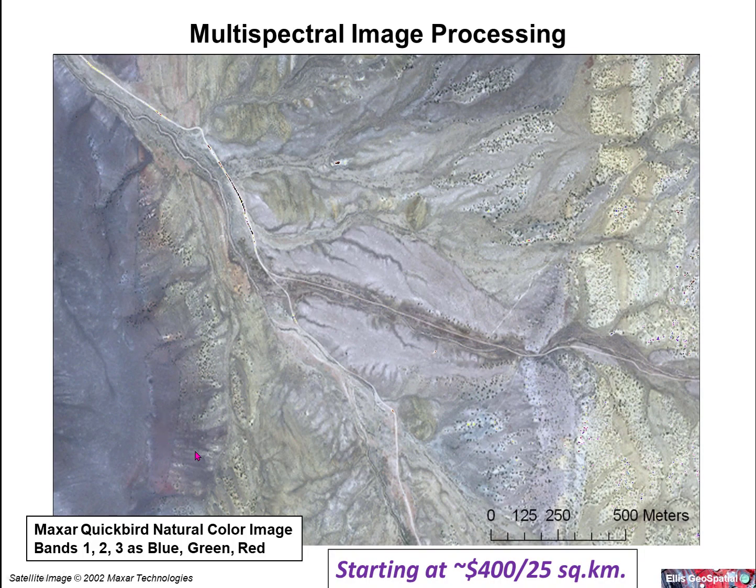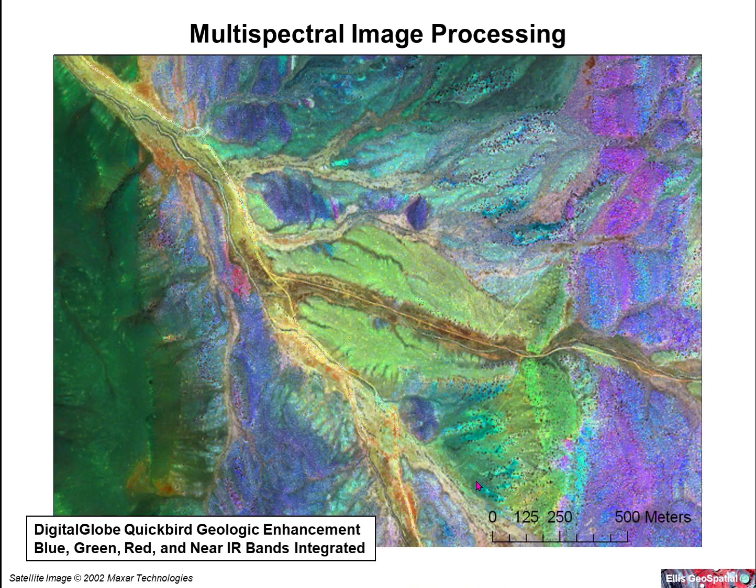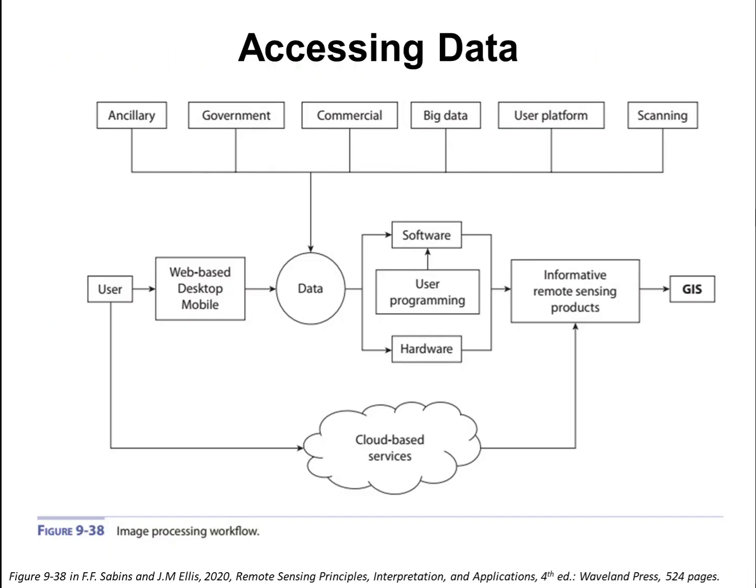This is looking at a high-resolution natural color image from QuickBird satellite. If you do your own processing, you can come up with something like this. It's more informative. So I encourage all of you to think about doing your own image processing or get someone to do it for you.